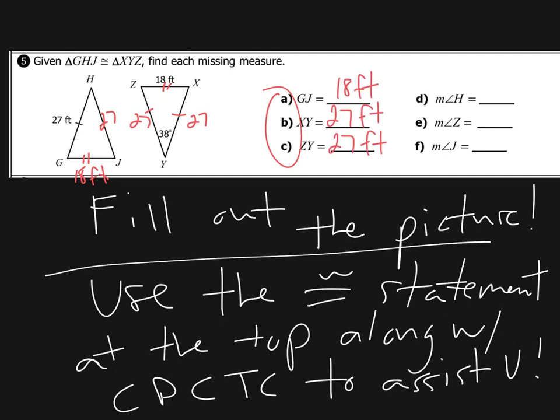I got GJ is 18 feet. XY is 27 feet, and because that triangle is isosceles, ZY is also 27 feet. Now, it's isosceles. Let's use that and run with the angle measurements.